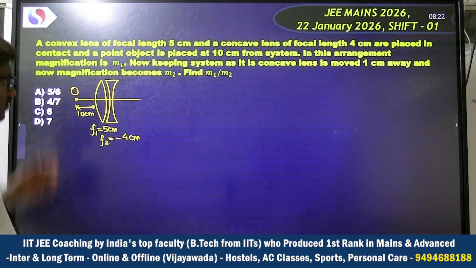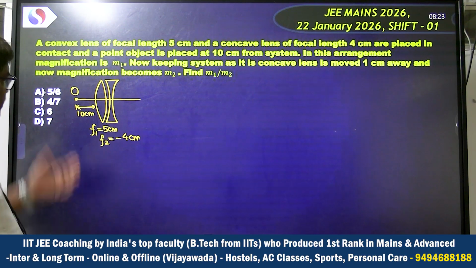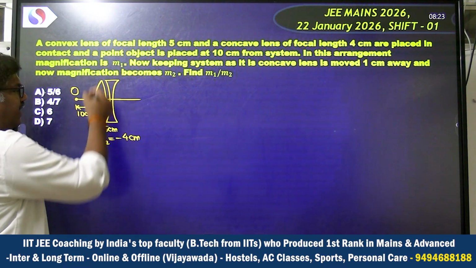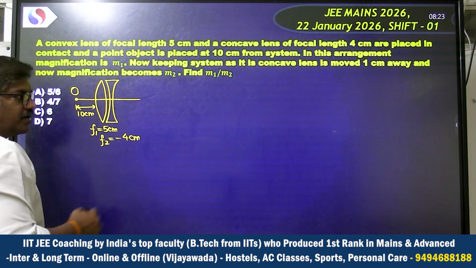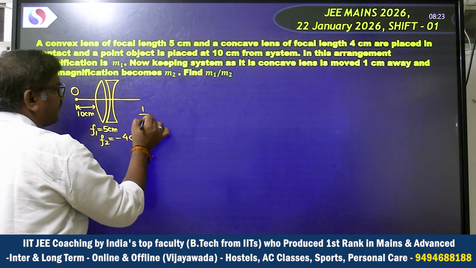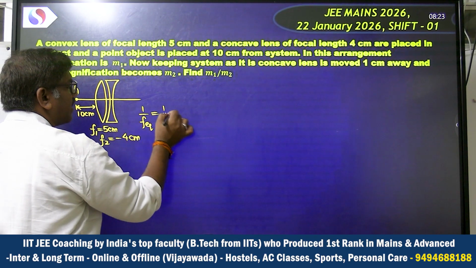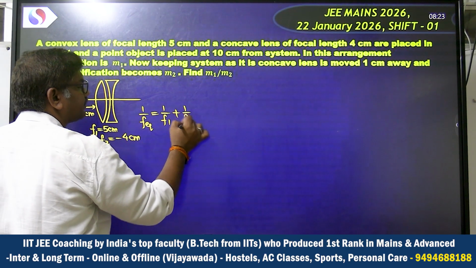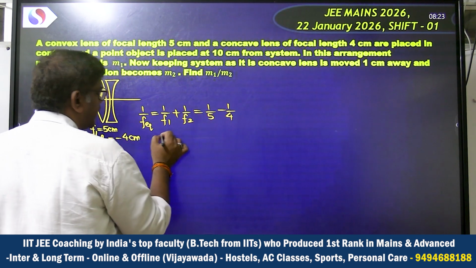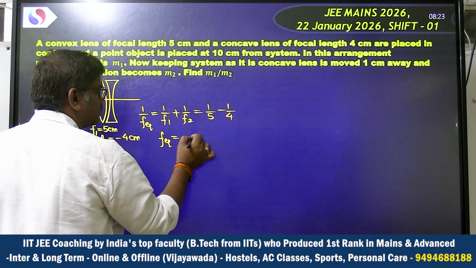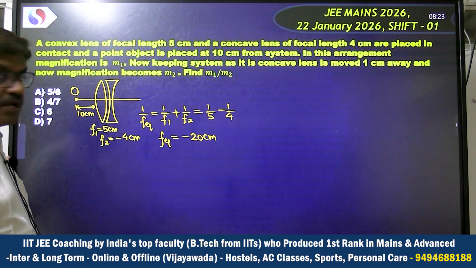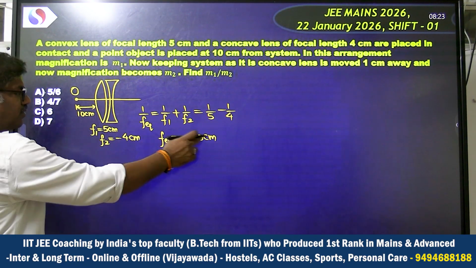So before I move to the second case, let me find out the magnification of this. Obviously, for the magnification, I have to replace it by the equivalent lens. And you know that when they are in contact, you can find 1 by f equivalent is equal to 1 by f1 plus 1 by f2. So this is going to be 1 by 5 minus 1 by 4, and it is going to give you f equivalent is equal to minus 20 centimeter. Means this system is now behaving as a diverging lens with the focal length of minus 20.